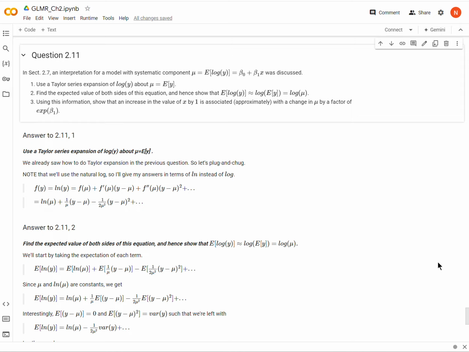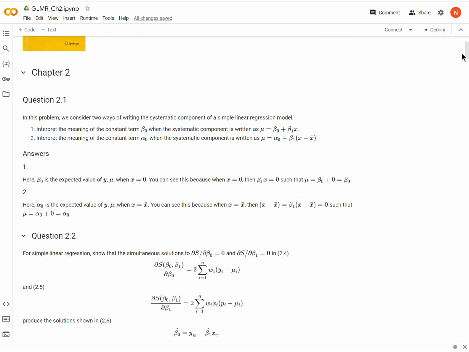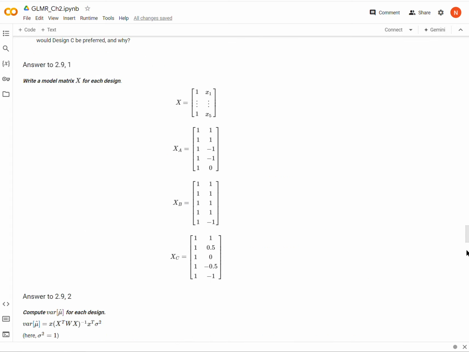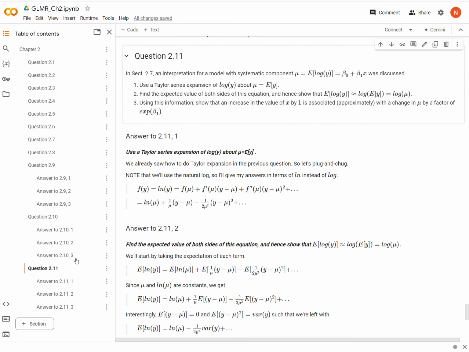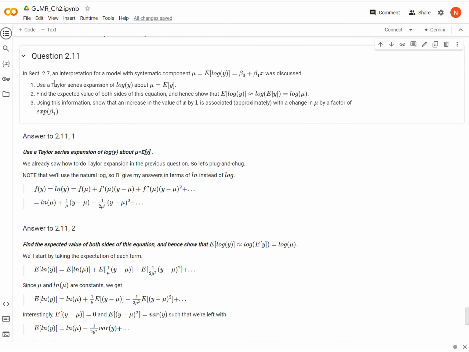Okay, so we are in Generalized Linear Models with examples in R, that book right there. And we are on, where are we? We are on question 2.11. Okay, so this is a three-parter.